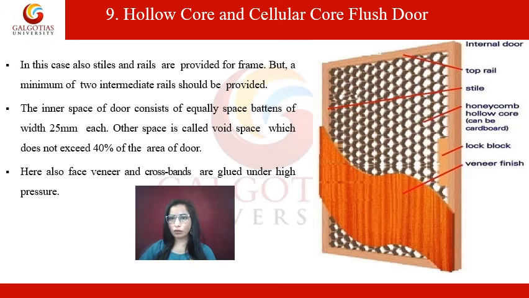This is called void space, as you clearly see in this image, which does not exceed 40% of the area of the door. Here also face veneer and cross bond bands are glued under high pressure. So this is the example of hollow core and cellular core flush door. Top rail, this is the stile. As I earlier mentioned, honeycomb hollow core. Lock block, this is the veneer finish. It can vary according to design.